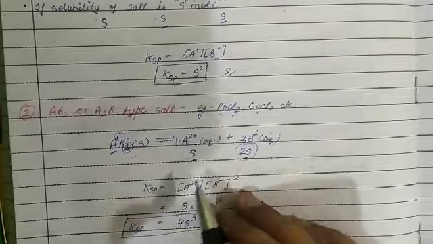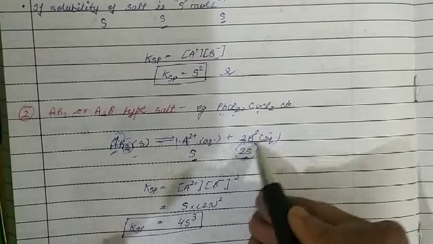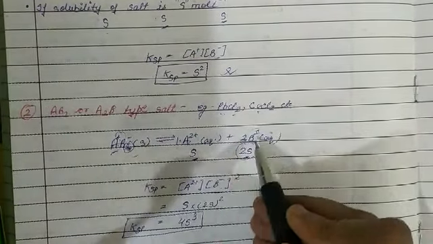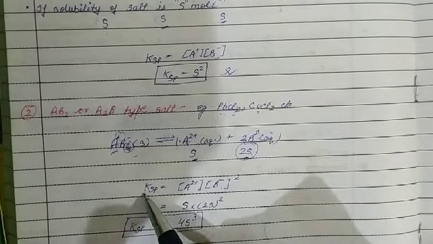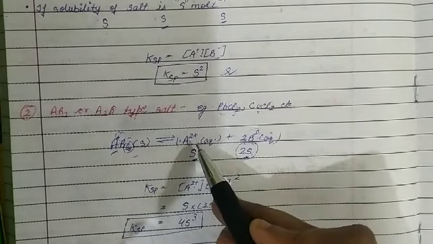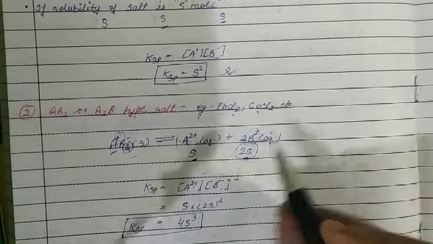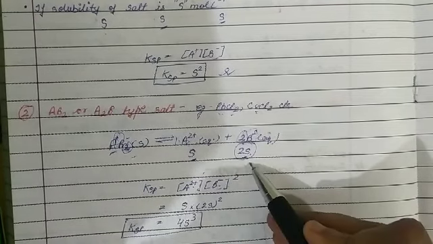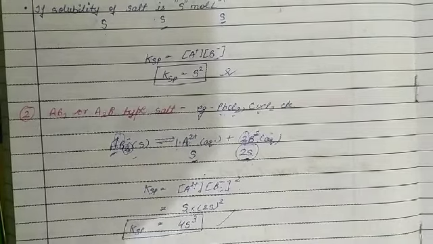Now Ksp equals concentration of A2 positive multiplied by concentration of B negative square. A2 plus ion solubility is S and B negative ion has solubility 2S. Now Ksp, by using the law of chemical equilibrium, has A2 plus ion concentration with coefficient 1, therefore power 1, and B minus with coefficient 2, therefore B minus square. So Ksp will be equal to S into 2S square, so Ksp equals 4S cube.